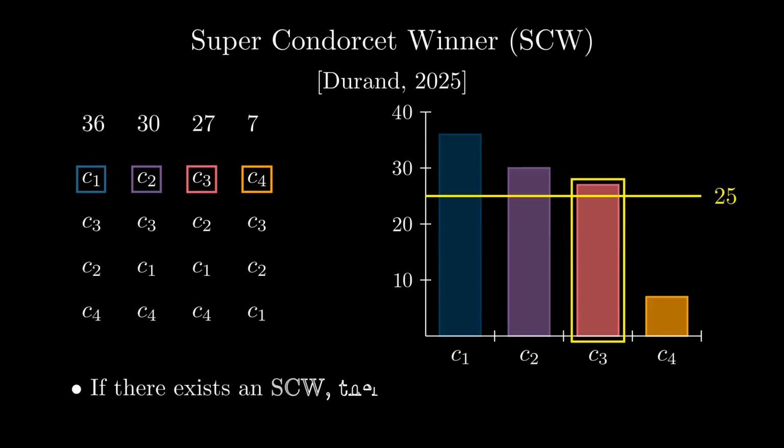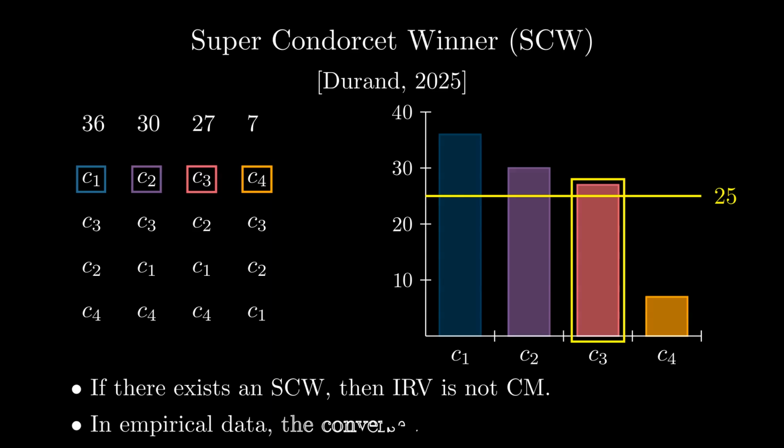When there is a super Condorcet winner, IRV is not coalitionally manipulable. It is not a necessary condition, but in empirical datasets, more than 99% of profiles where IRV is not coalitionally manipulable do admit a super Condorcet winner.